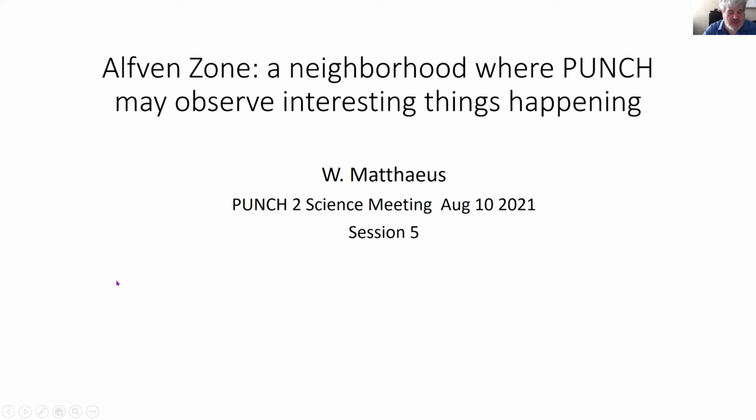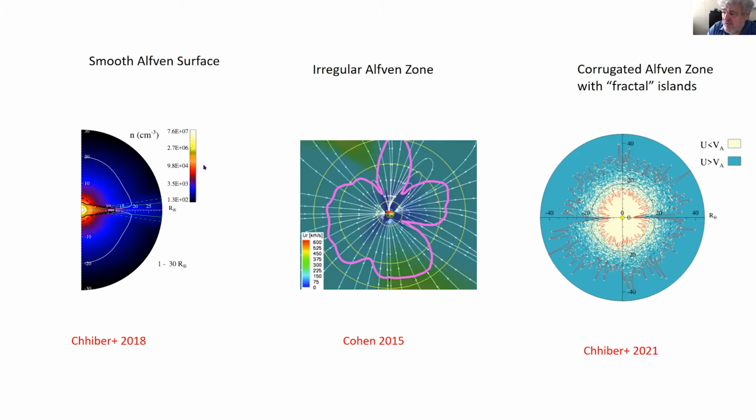So I wanted to talk some about picking up on Rohit's talk and extrapolating on some of the things, especially some of the physics that might be seen. In any case, the Alfvén zone is an interesting neighborhood, whether it's a surface or a zone or a region filled with islands. So I thought I'd start by showing this sequence again, the canonical, historically significant picture of a smooth Alfvén surface with a feature around the current sheet.